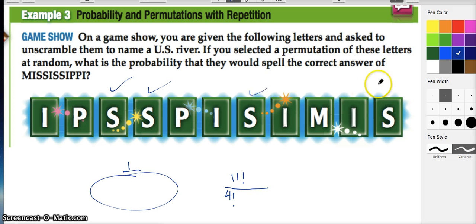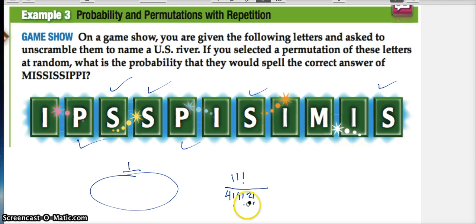Same thing with these S's. There's 4 of them. So I've got to divide out by another 4 factorial to show the repetition of those S's. M doesn't repeat, but P does. 2 factorial. So let's write it like that. So what I see here is that I don't have 11 factorial distinct possibilities. I have 11 factorial divided by 4 factorial divided by another 4 factorial and divided by 2 factorial for the number of times each of these things repeats.